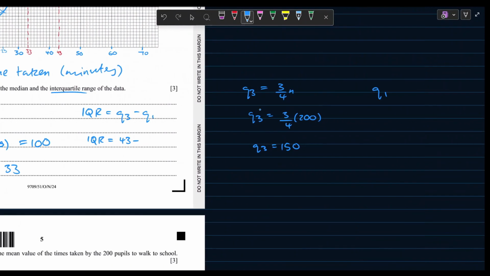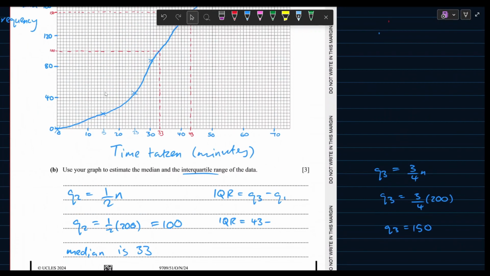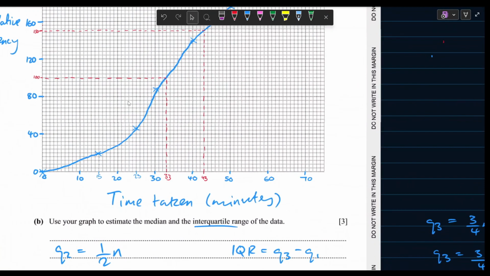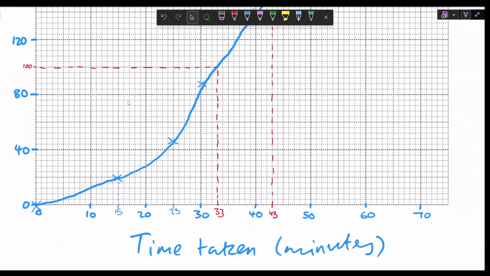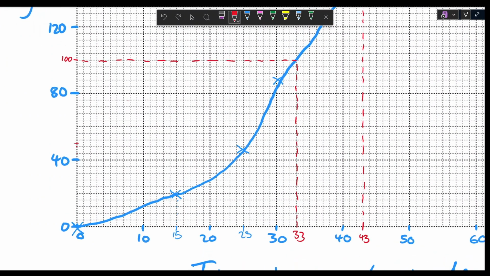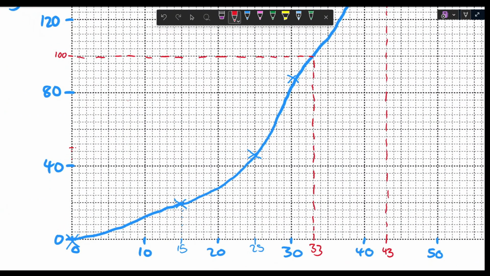Q1 is going to be a quarter in. So Q1 is equal to a quarter of 200. So we get that Q1 is equal to 50. All right, so we need to draw construction lines at a cumulative frequency of 50. Okay, so zoom in, and we want to find 50. So we know that this is 44, that's 48, so 50 would be right in the middle there. Okay, now let's draw construction lines.